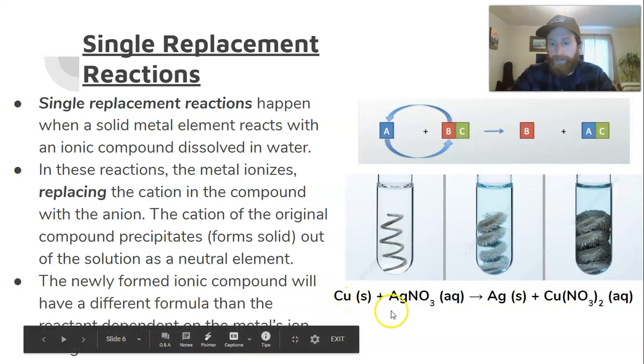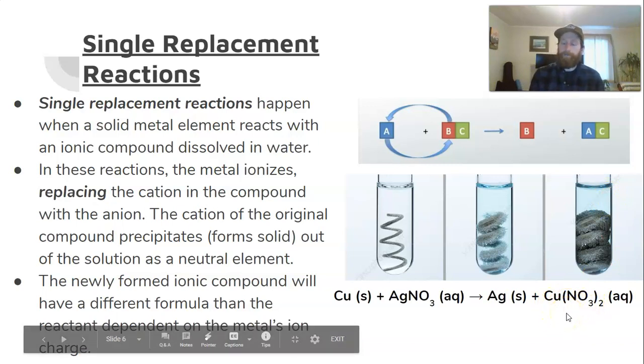And when this happens, the reaction that will occur is you're going to have the copper replace the silver in the compound, and the silver is then kicked out as an element. And so here's what I end up with. This fuzzy stuff is actually elemental silver as a solid, and then the solution turned slightly blue because a new compound formed in solution, and that compound is called copper nitrate.